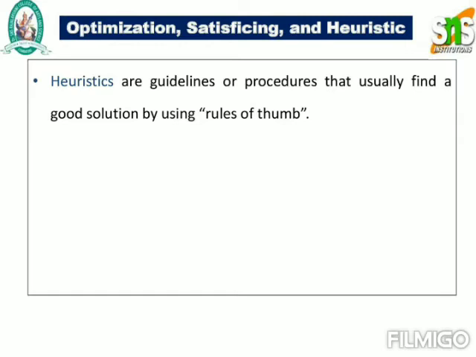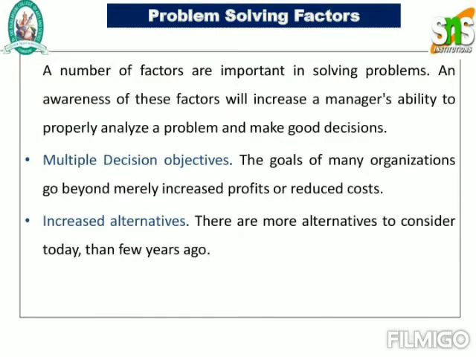The next one is heuristic. Heuristic is nothing but guidelines or procedures that usually find a good solution by using a rule of thumb. So we'll consider some of the problem solving factors. There are a number of factors that are important in problem solving, and awareness of these factors will increase your manager's ability to properly analyze a problem and make a good decision.